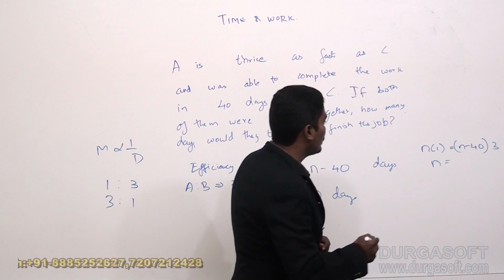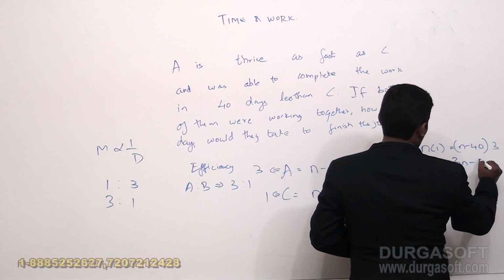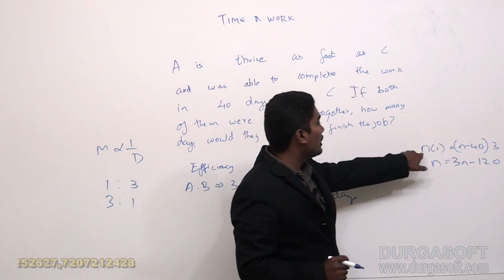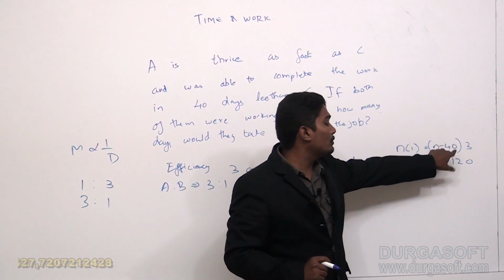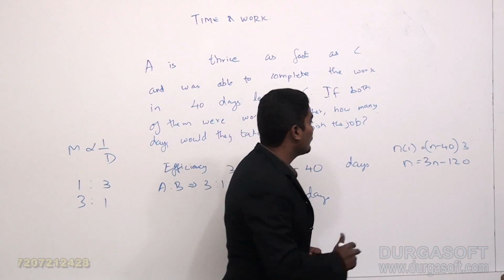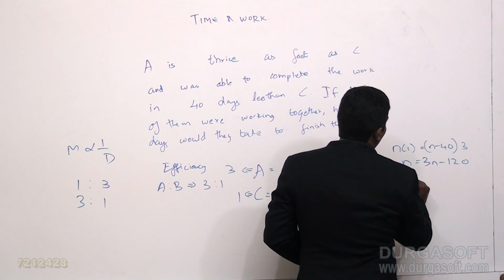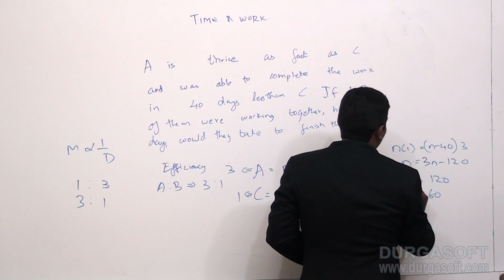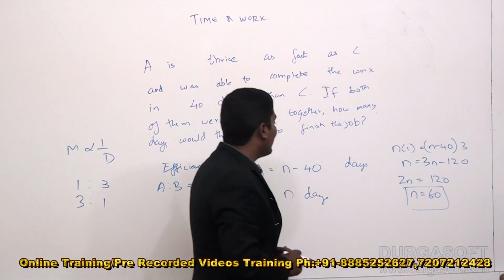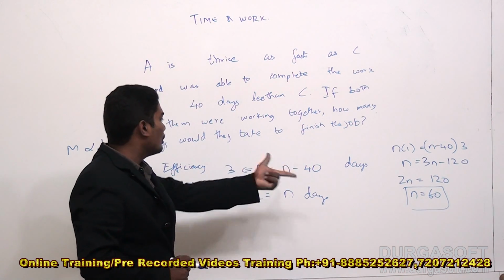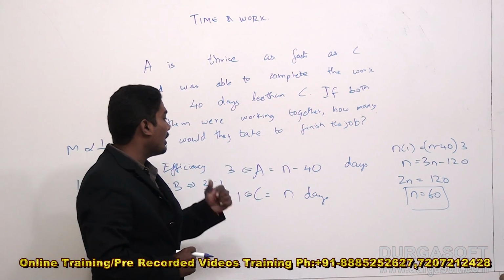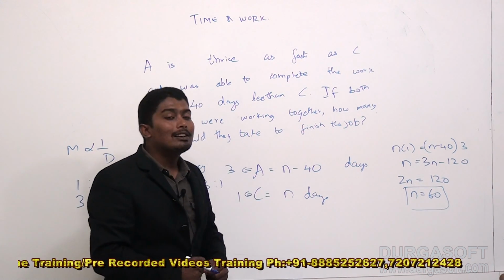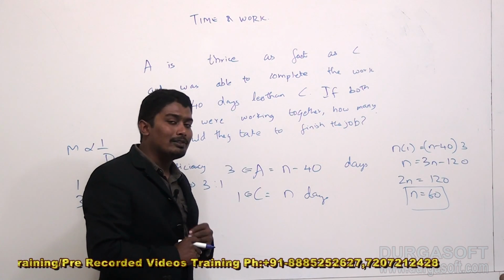So n will be equal to 3n minus 120. N into 1, n is equal to 3 into n minus 40, which is 3n minus 120. I will bring all the n to one side, I will get 2n equal to 120. N value will be equal to 60. One way I can do it like this. After finding n value as 60, I can assume that C will complete in 60 days, A will complete in 60 minus 40, which is 20 days, and proceed with the problem.